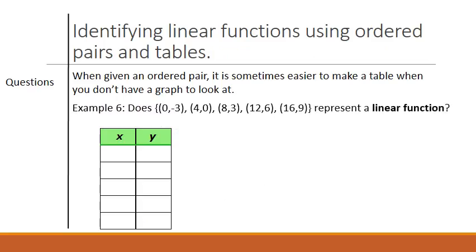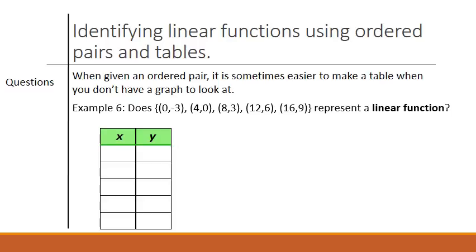So what happens when I don't have a graph? Well, when you don't have a graph, that means you either have ordered pairs or you have a table. In this case, we want to look at them together, because if I have a table, I can make a list of ordered pairs, or vice versa. If I'm given a list of ordered pairs, I can create my own table. So this example says, does (0, -3), (4, 0), (8, 3), (12, 6), and (16, 9) represent a linear function?